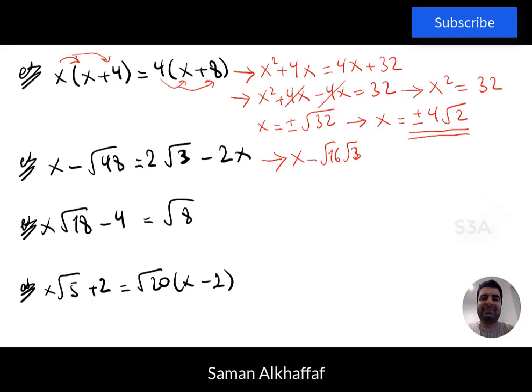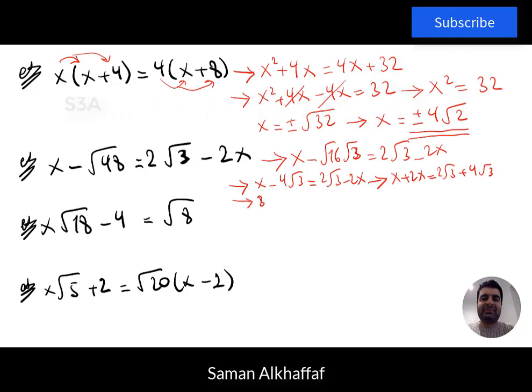And that will give us equal to root 3 minus 2x. Then we would have x minus root of 4 root 3, and the root 16 can be simplified to 4. We have 2 root 3 minus 2x. Then the next step from here will be to work with the root 3's together and the x's together. So we would have x plus 2x equal 2 root 3 plus 4 root 3. So in this scenario we would have 3x equal 6 root 3.